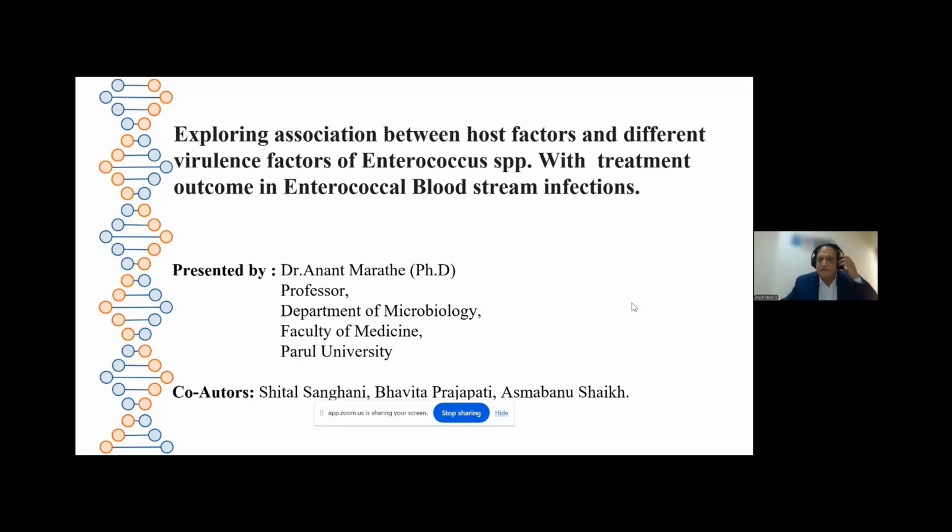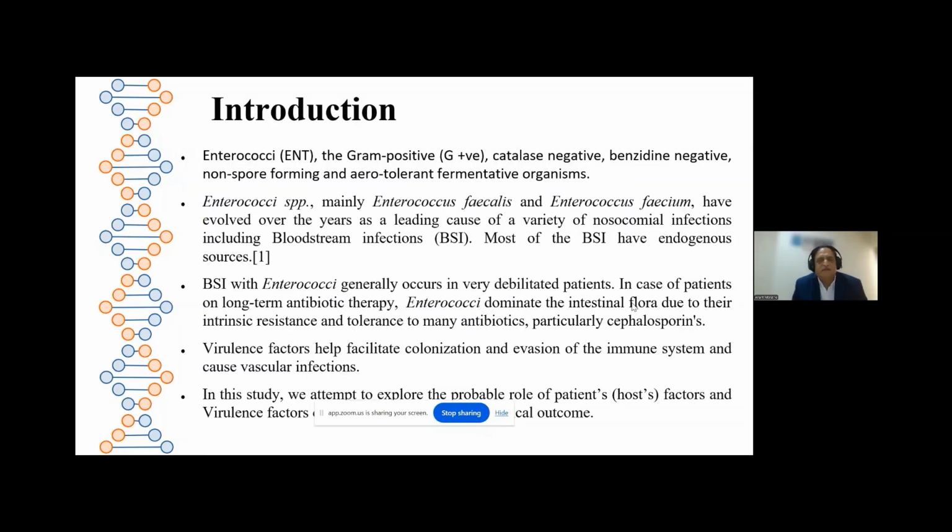So my topic is about exploring the association between host factors and different virulence factors of Enterococcus species with treatment outcome in enterococcal bloodstream infections. This topic was of my student, whom I am guiding as a PhD student. We are working on whole genome sequencing for exploring more genes for AMR as well as for virulence factors.